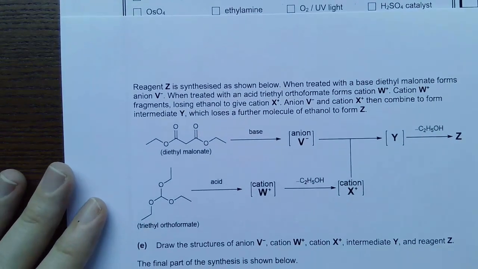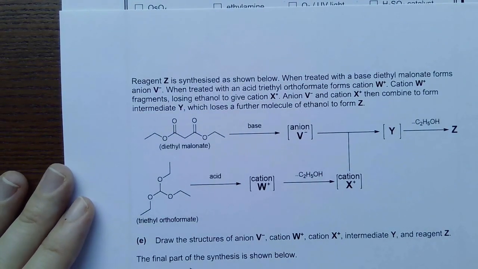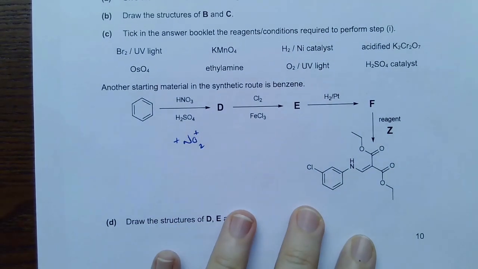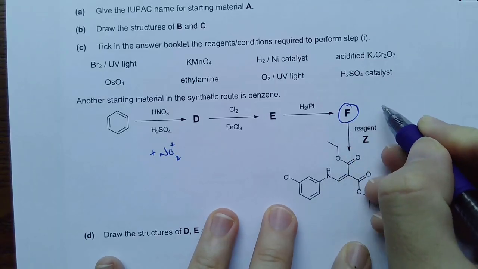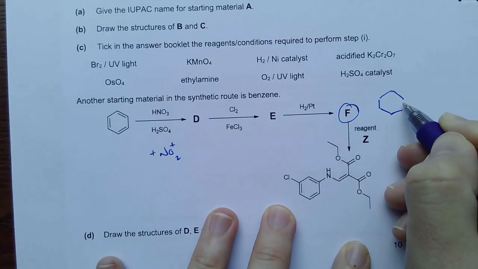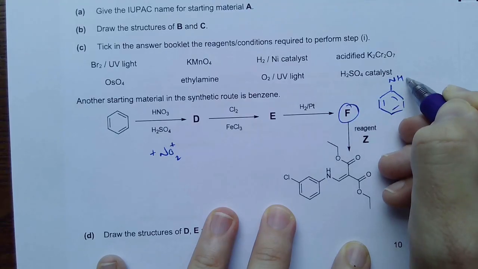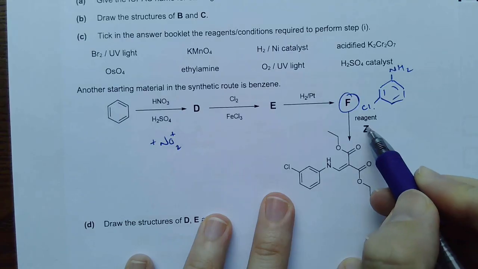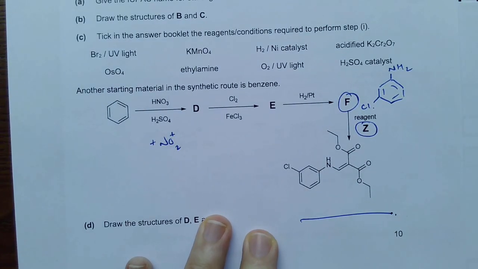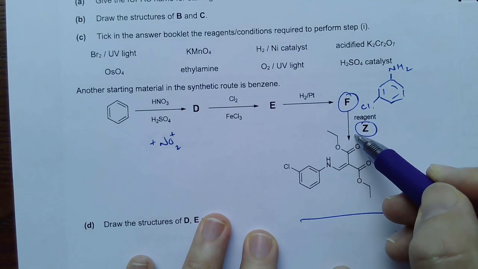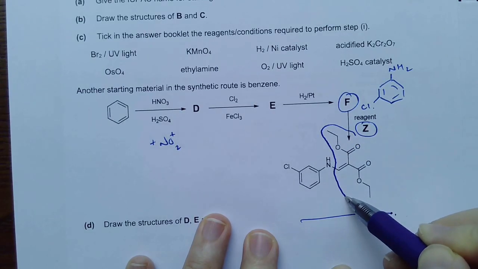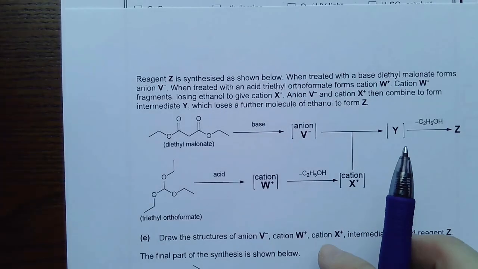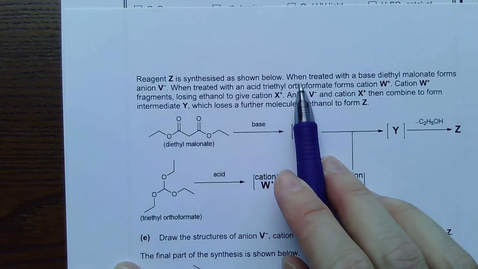So we go to reagent Z. Now it's important for us to remember what reagent Z is. So here, what I've got is F, and I'm going to draw it out again. So F is this thing, and then I'm going to add reagent Z, and I'm going to make this. So in other words, reagent Z needs to be this thing here. Okay, so that's what I'm making now. Reagent Z is synthesized as shown below.